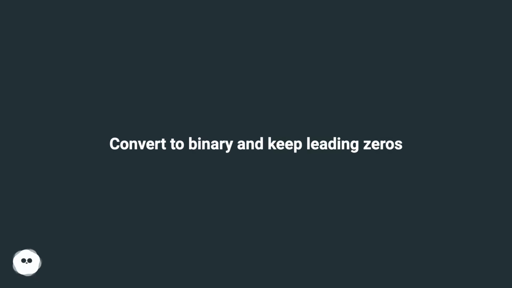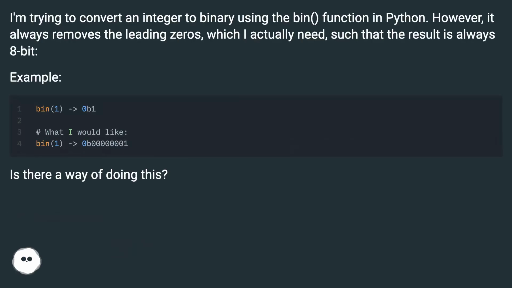Convert to binary and keep leading zeros. I'm trying to convert an integer to binary using the bin function in Python. However, it always removes the leading zeros, which I actually need, such that the result is always 8-bit. Example. Is there a way of doing this?